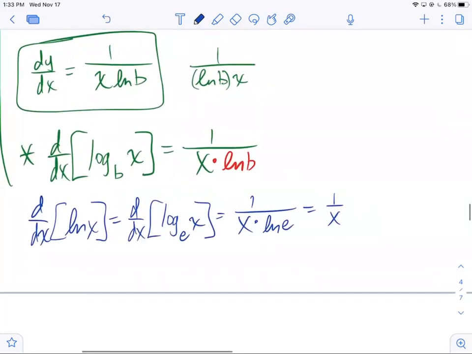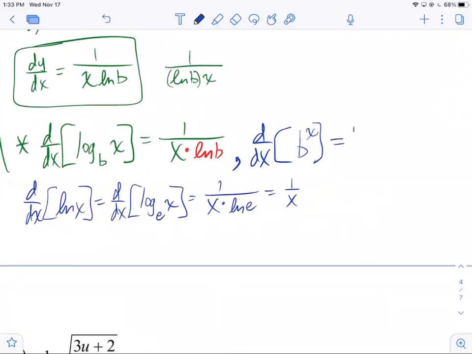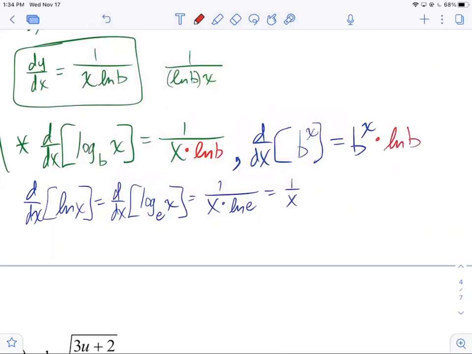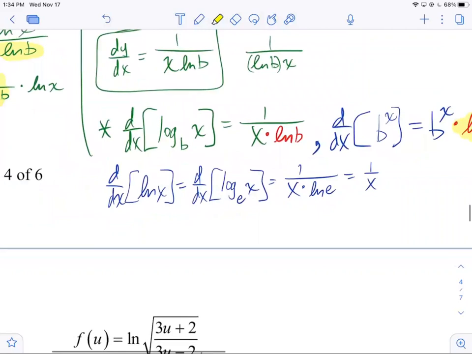Now look at the symmetry here. The derivative with respect to x of the exponential b to the x was itself, b to the x, times the natural log of the base. For exponentials, we multiply by the log of the base. For logs, we do what? Divide by the log of the base. How are multiplication and division related? Inverses. How are exponentials and logs related? Inverses.